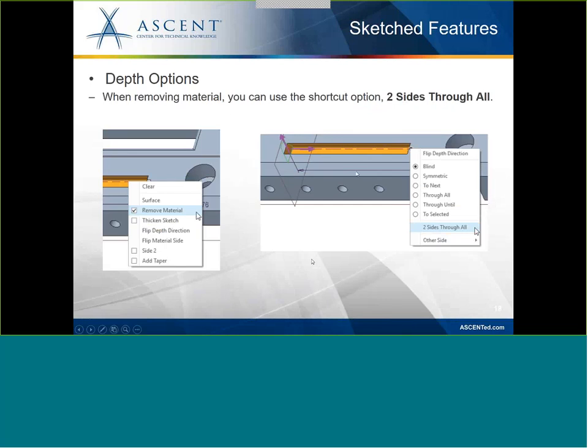There's a really nice new function for removing material when you're creating cuts, basically. You can right-click and select Remove Material, which will turn it essentially into a cut. And then there's a new option, 2 sides through all. So instead of having to go up into the Options panel and select through all for side 1 and side 2, it just sets that automatically, and you create a cut that extrudes both sides of the sketch plane through all.